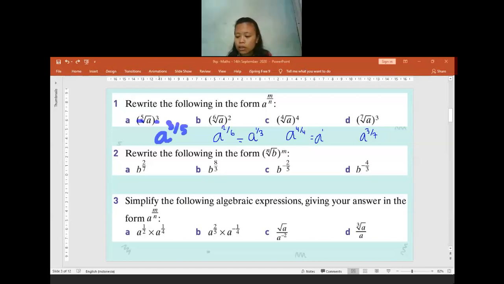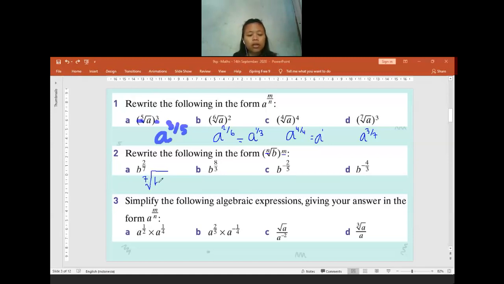Okay. Is there anyone having any questions so far? No? Okay, if you do not ask me any question, I will assume all of you already understand. I will move to question 2. For question 2, rewrite the following in the form of nth root of b to the power of m. So the m in here will be taken from the numerator. The n in here will be taken from the denominator. So for question A, we can write it as 7th root of b to the power of 2.